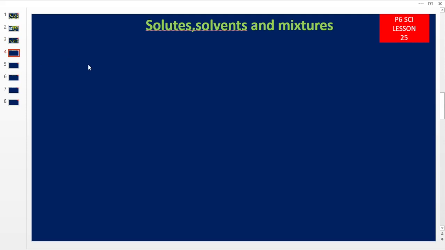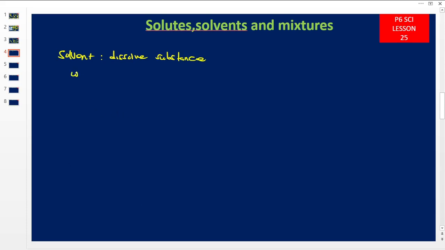Alright, let us now look at, let me first change the color. Alright, now we've looked at the solutes. Now let us look at the solvents. Solvents are the substances that dissolve other substances.